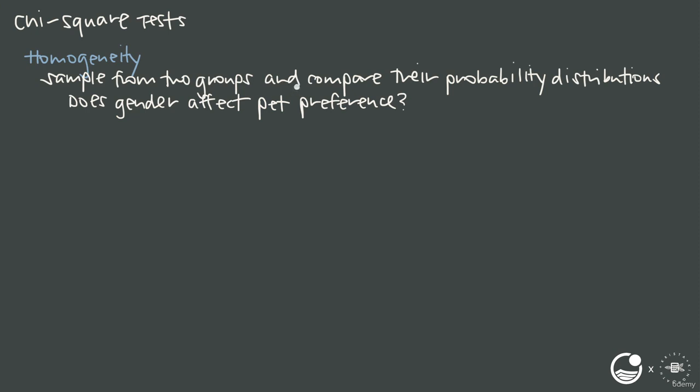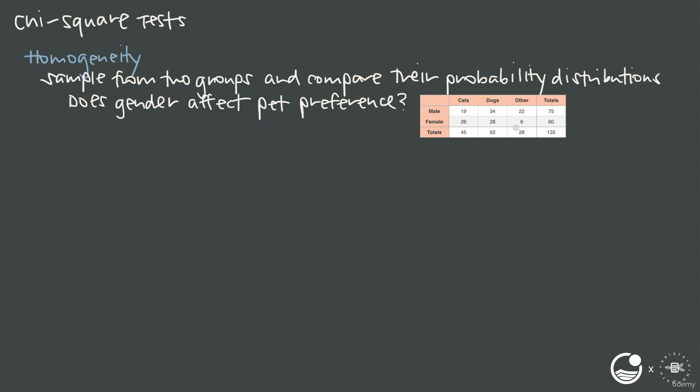So an example of a question we could answer here is whether or not gender has an effect on pet preference. So if we were to ask men and women whether they prefer cats, dogs, or some other kind of pet, and then create a table of our data, it might look something like this. We can see that what we're doing here is sampling from 2 groups. One group is men, one group is women, and we are comparing their probability distributions.